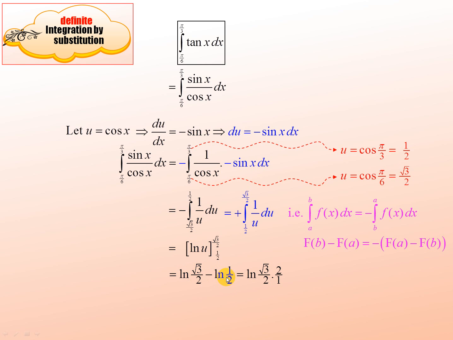ln of a minus ln of b is ln of a divided by b by log rules, which is ln of a times the inverse of b.